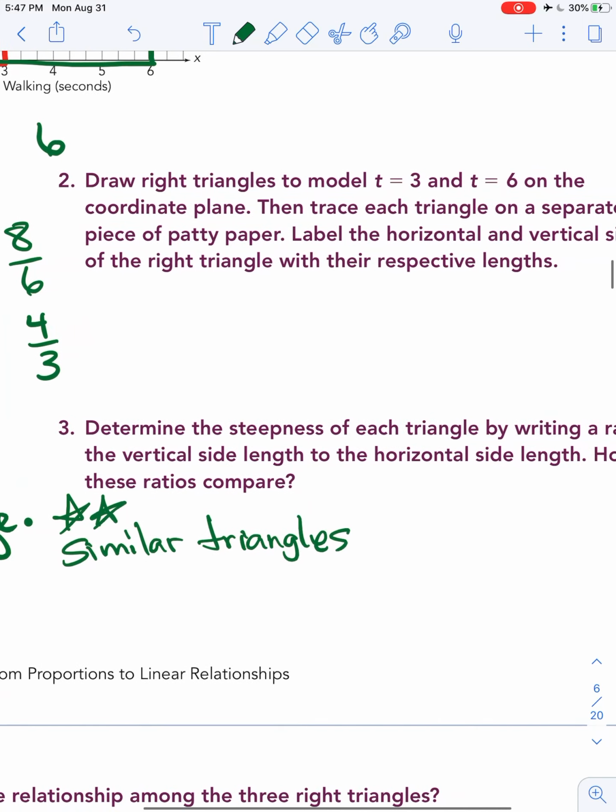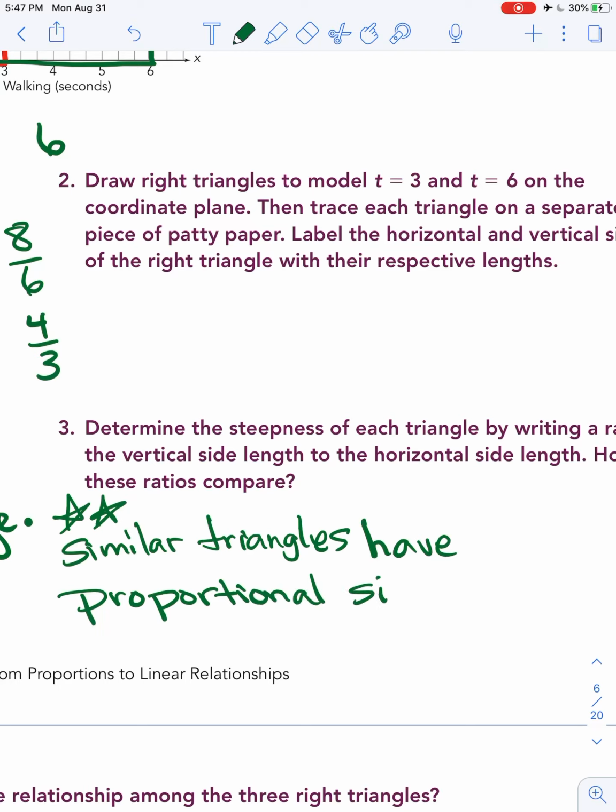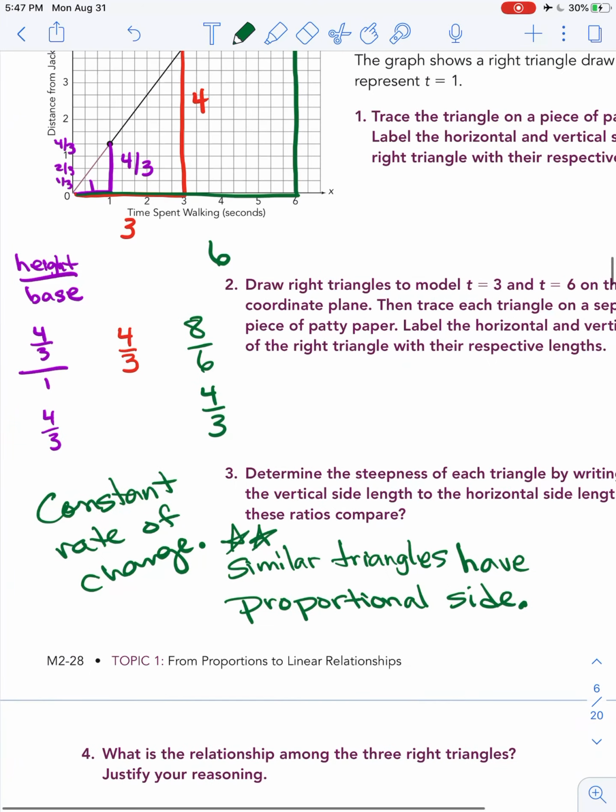Similar triangles have proportional sides. If you notice, all three of these, we set them up in ratios. They are all equal to each other.